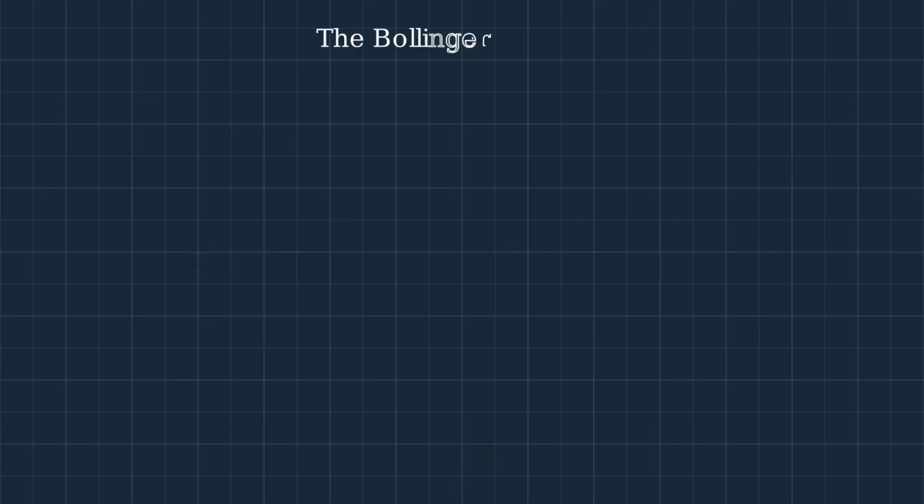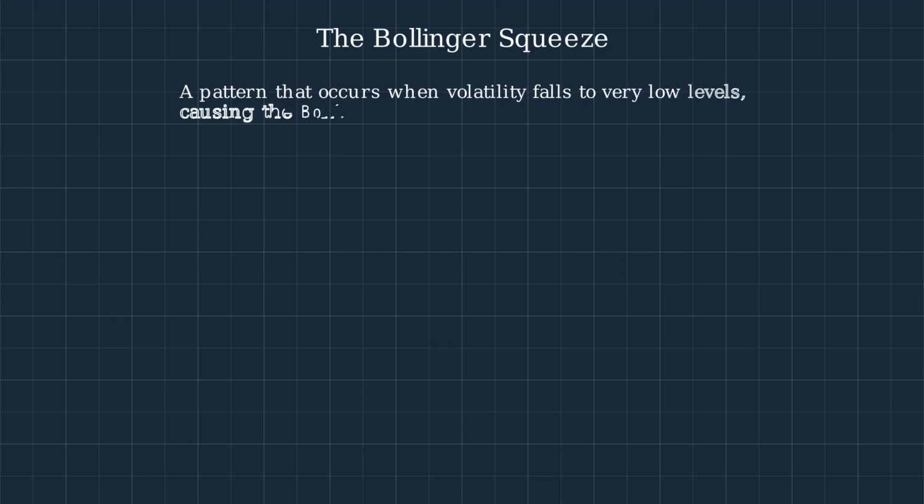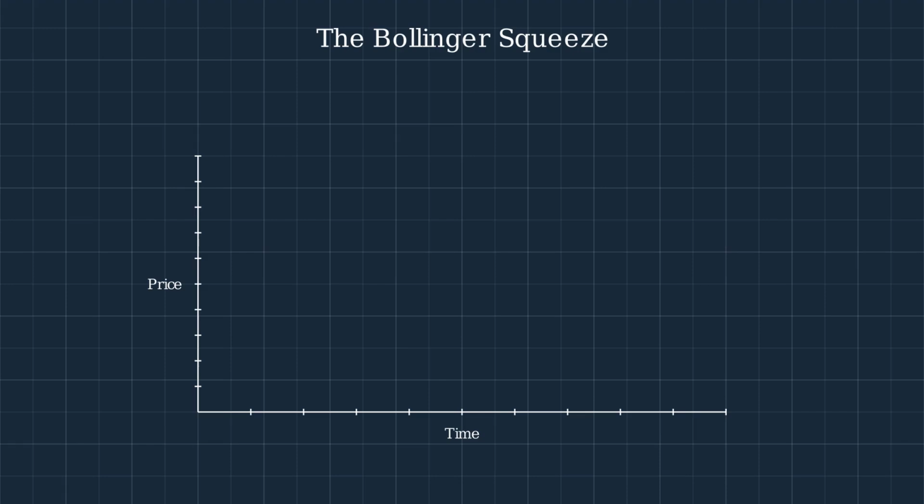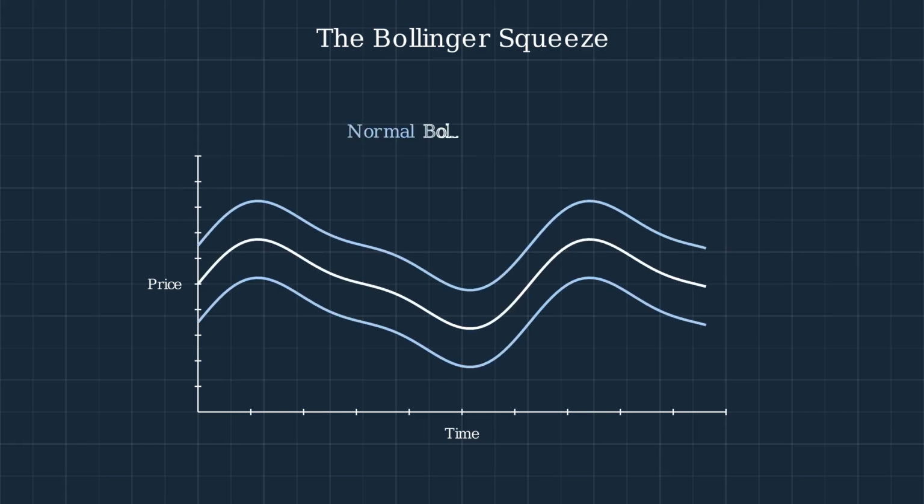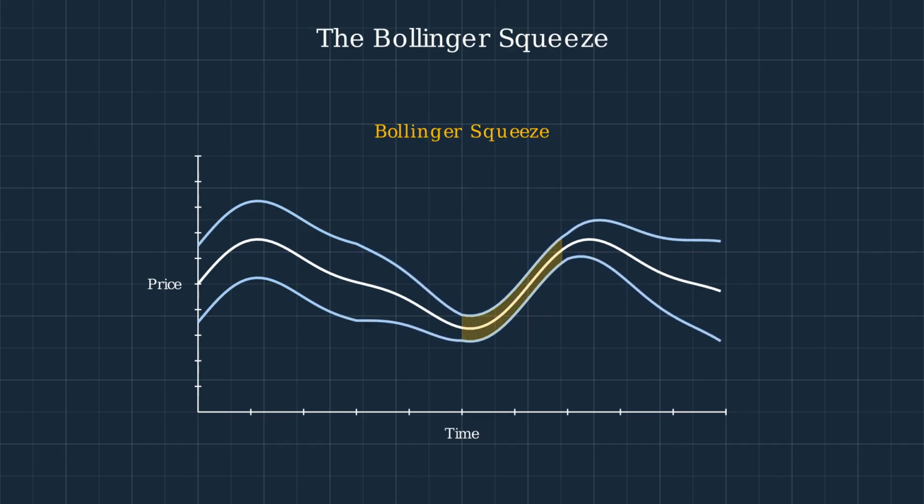The Bollinger Squeeze is a powerful pattern that occurs when volatility falls to very low levels. We can identify this pattern on a price chart when the Bollinger Bands narrow significantly. In normal market conditions, Bollinger Bands maintain a relatively consistent width as volatility remains stable. When market volatility decreases, the bands start to narrow, eventually creating what traders call a Bollinger Squeeze.